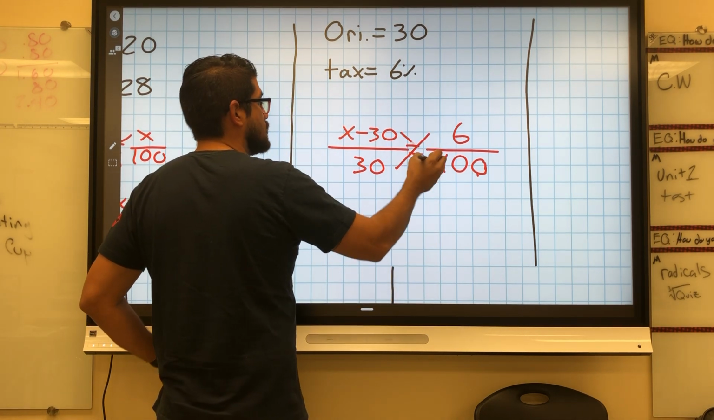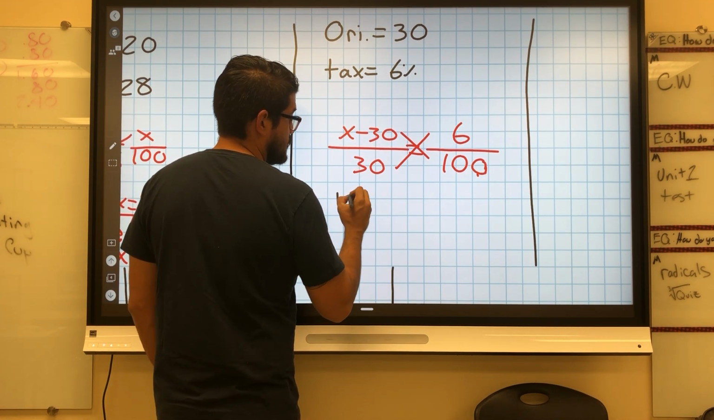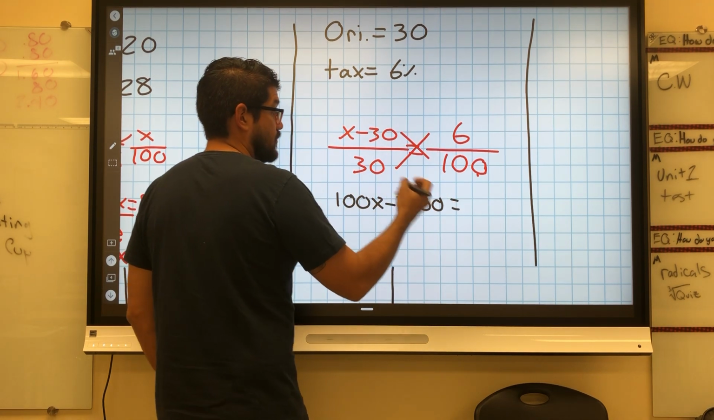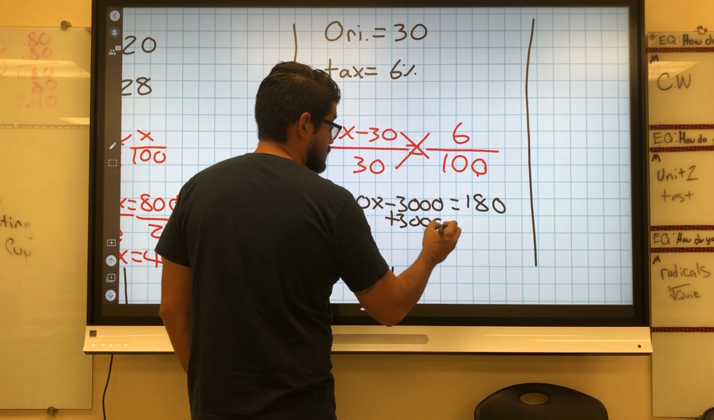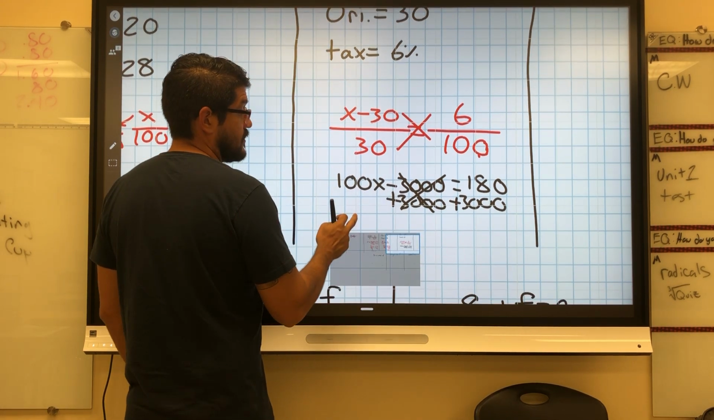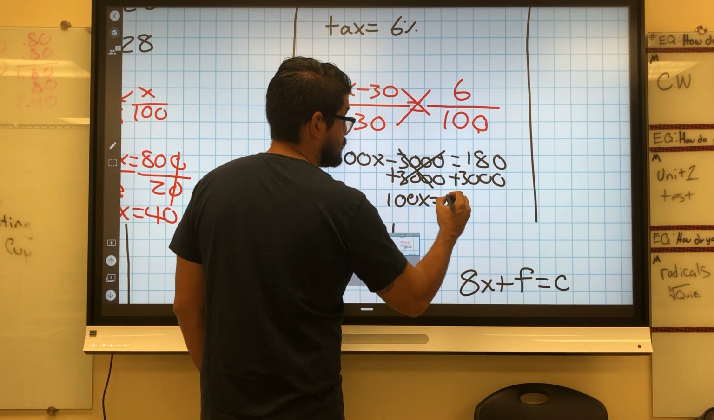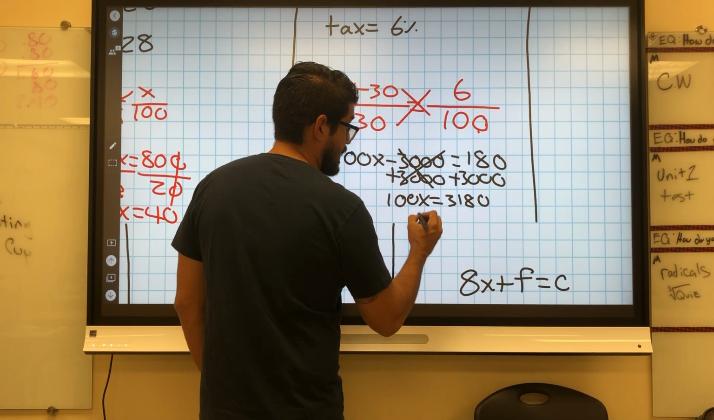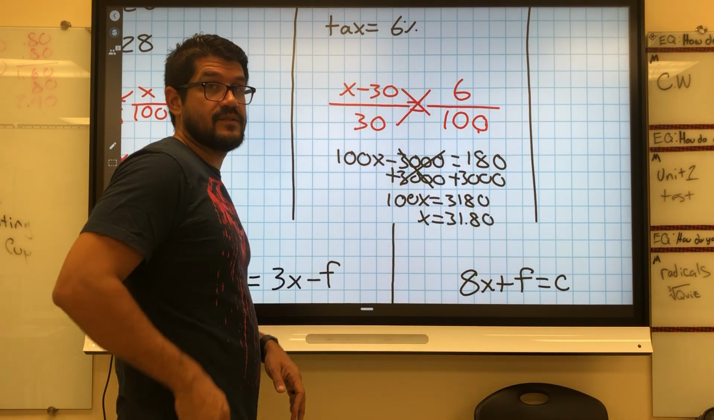Okay, so here we're going to cross multiply just like before, so the math hasn't really changed. And we're going to end up with 100x minus 3,000 equals 180. So we're going to add 3,000, add 3,000. We're going to end up with 100x equals 3,180. Divide by 100 on both sides. X equals 31.80. You can check your calculators. That's correct.